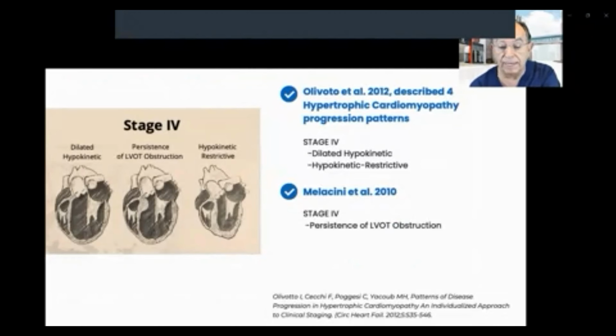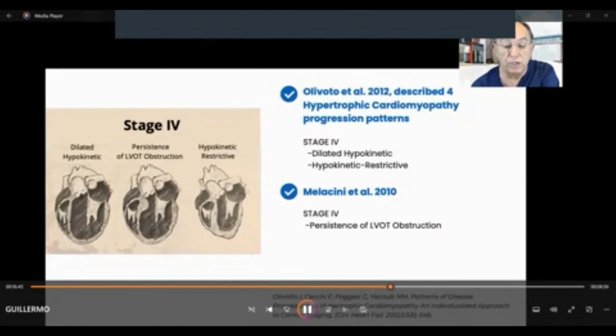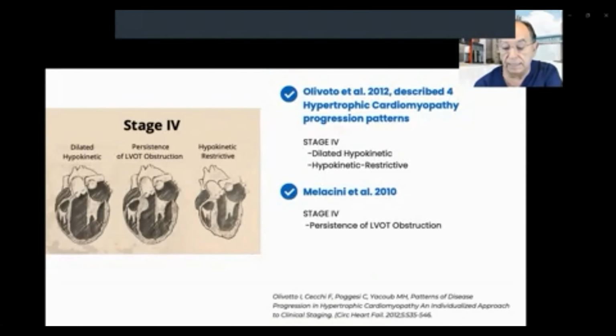But finally, Melacini et al. in 2010 found other different patients with persistence of the obstruction, a little obstruction, but with dilatation of the left ventricle. So we can understand right now in this stage 4 of Olivotto, we can have three different patterns. The first is dilated hypokinetic, the second is persistent left ventricular outflow tract obstruction with dilatation, and finally the restrictive pattern. These three patients are very common to find in clinical evaluation.